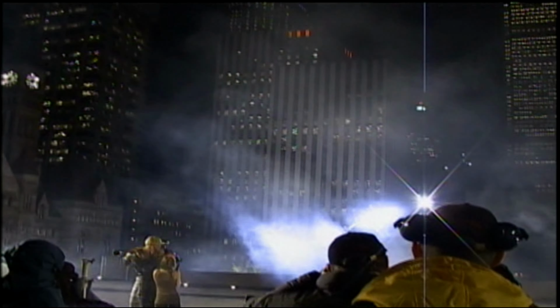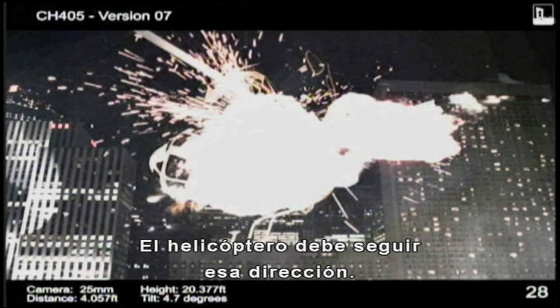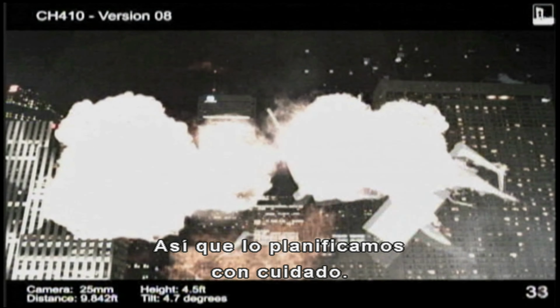It starts moving from right to left. You cut to a miniature as a missile is about to hit it. The helicopter still needs to be traveling on that same path. So we were very careful in planning that out.